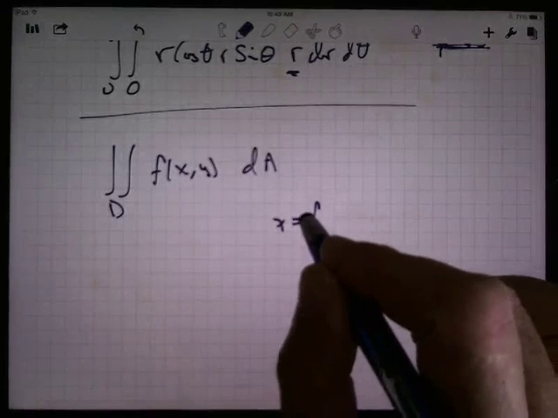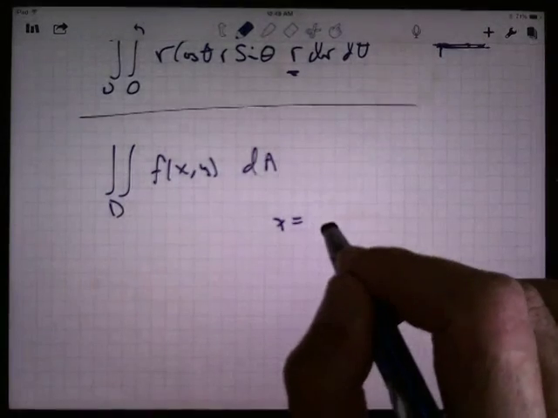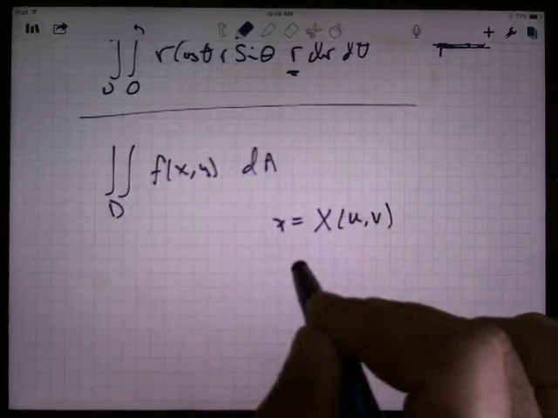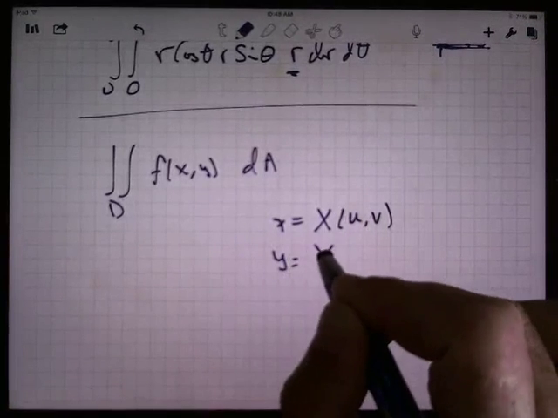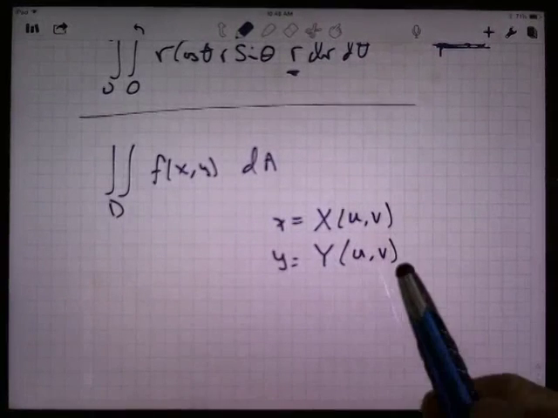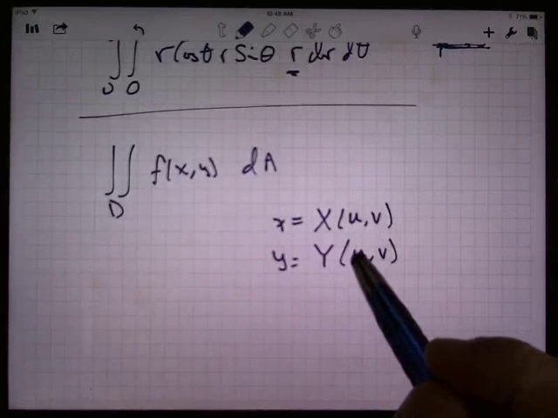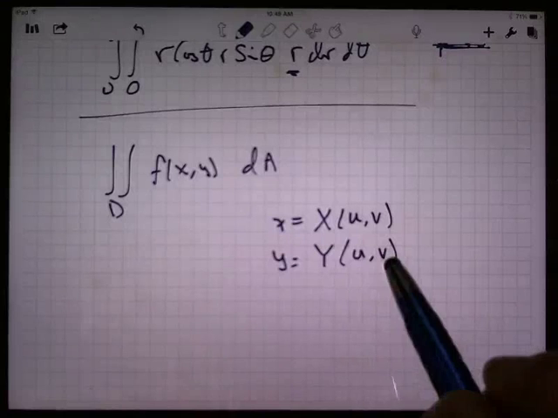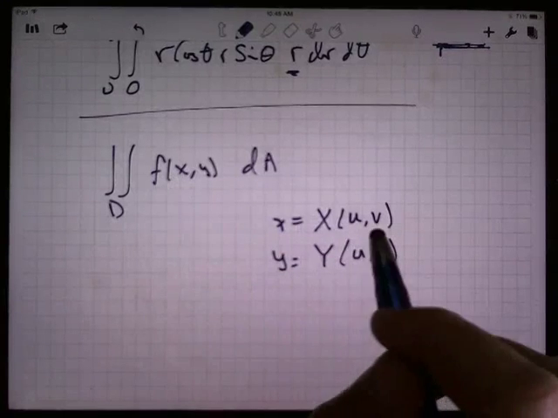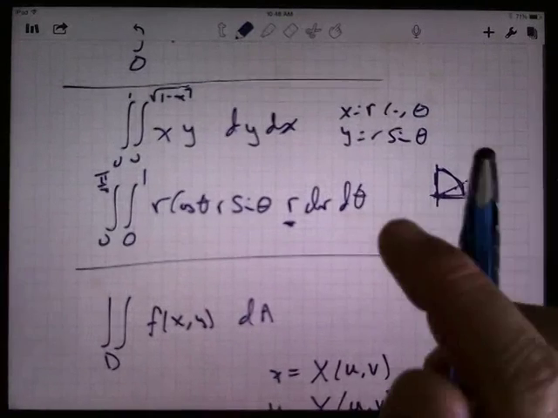function of, let's not use the same function. So if I have x, I'm going to just use capital X of some two other variables, let's say u and v, and y is some function of those same two variables, u and v, right? That I want to be able to switch my integral into u's and v's. Well, it's easy enough to just plug in, x equals this function of u and v, and y is that function of u and v, just like we did in the polar coordinates.